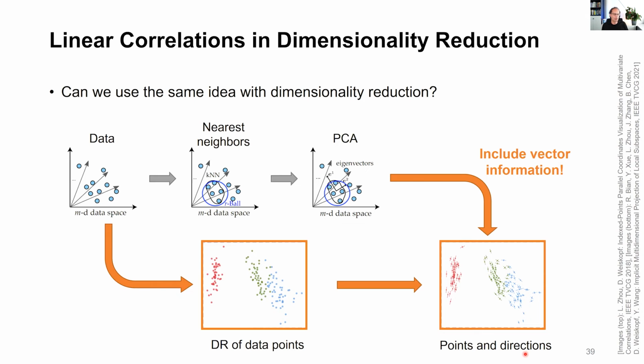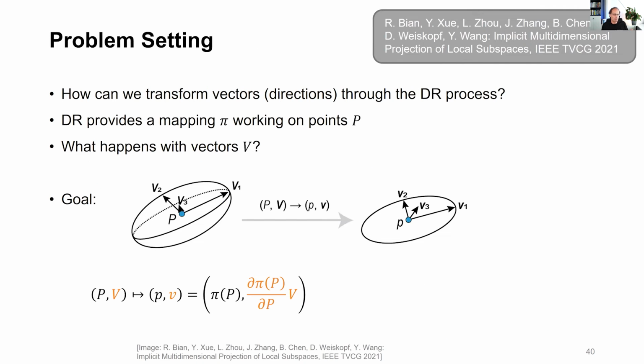So the big question is, how can we compute this? The problem really boils down to: how can we transform the vectors or directions through the dimensionality reduction process? The background information can be found in this paper up here if you want to do a little background reading. We assume that the dimensionality reduction is a black box for us. It's a mapping, pi, that works on the points P and takes us from the high dimensional space to the two-dimensional visualization space. So we have these points P here, and they're mapped over to lowercase p in the 2D visualization space.